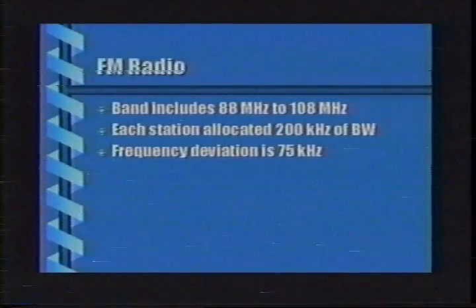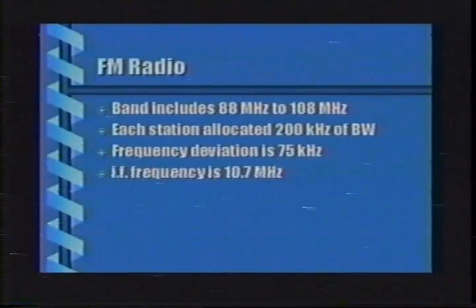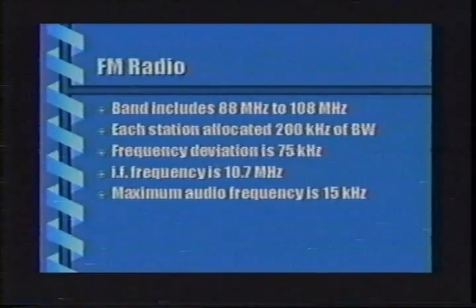The frequency deviation is 75 kilohertz. You may be aware that the higher the frequency deviation, the more immune to noise is the FM signal. The IF frequency used in FM receivers is 10.7 megahertz. The maximum audio frequency permitted is 15 kilohertz, as contrasted with 5 kilohertz used in AM radio.